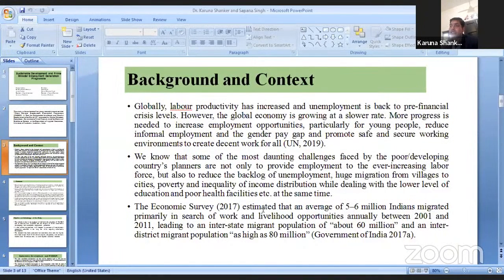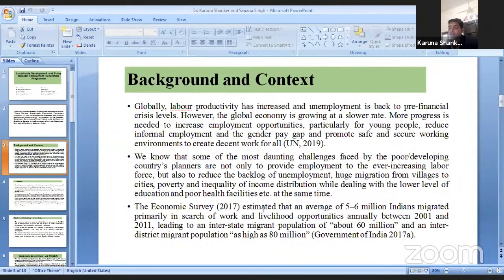We know that some of the most daunting challenges faced by planners in poor and developing countries are not only to provide employment to the ever-increasing labor force, but also to reduce the backlog of unemployment, huge migration from villages to cities, poverty and inequality of income distribution, while dealing with lower levels of education and poor health facilities at the same time.